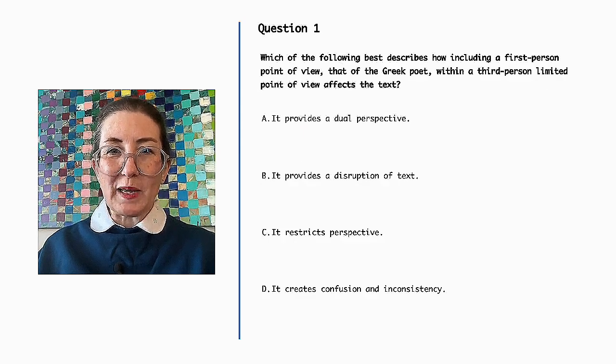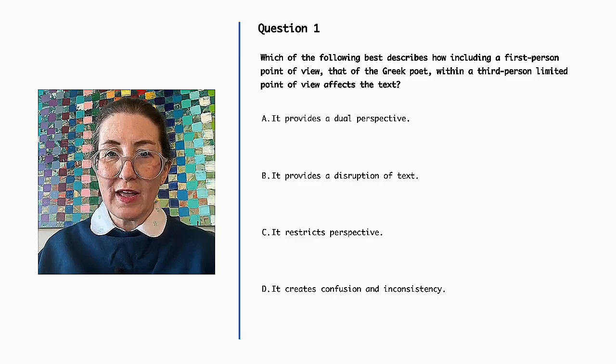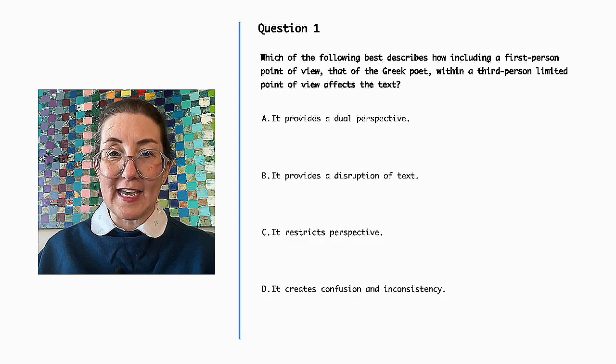Which of the following best describes how including a first-person point of view, that of the Greek poet, within a third-person limited point of view affects the text? It provides a dual perspective. It provides a disruption of text.